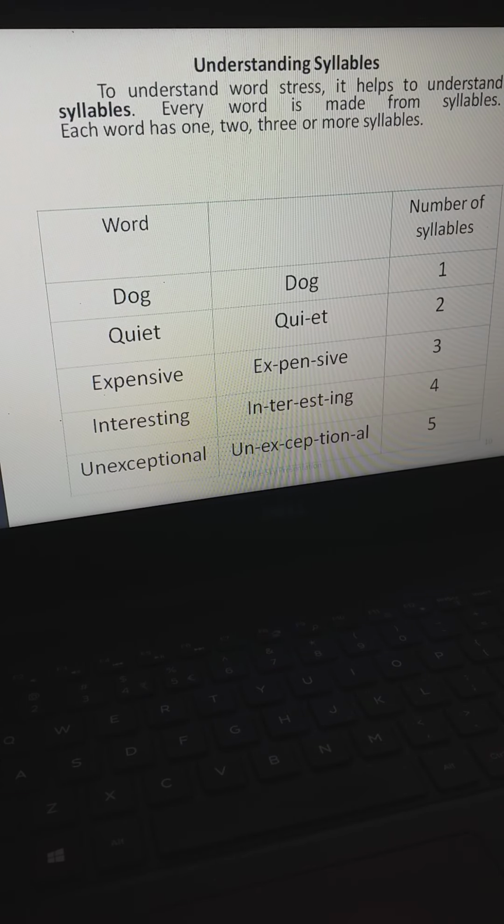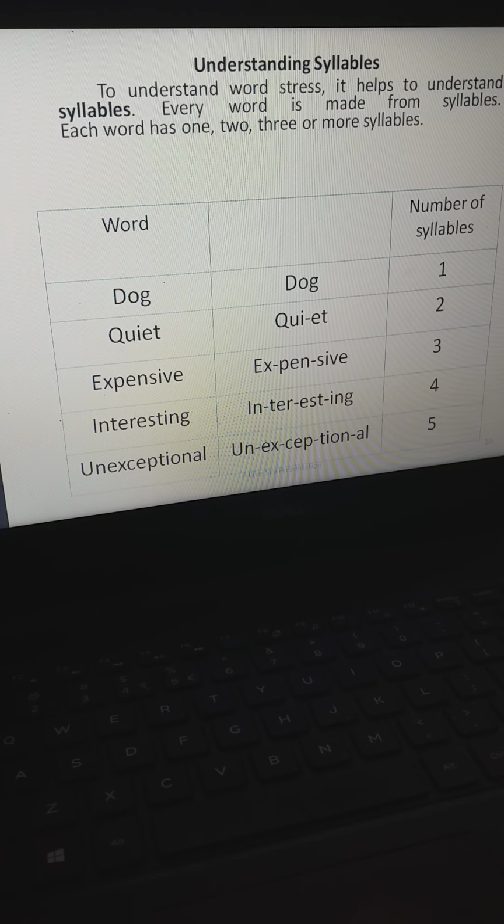Syllable stress. Every word has a minimum of one vowel sound, therefore one syllable. For example, dog, oh: one vowel sound, therefore one syllable. Quiet, two syllables. Expensive, three vowel sounds, three syllables. Interesting and unexceptional, five. Depending on the stress, the meaning of the word could change.